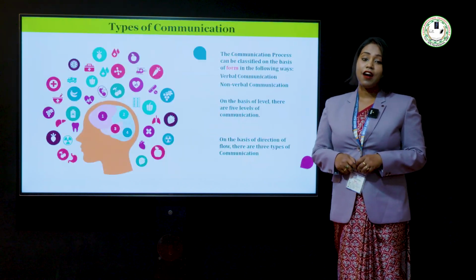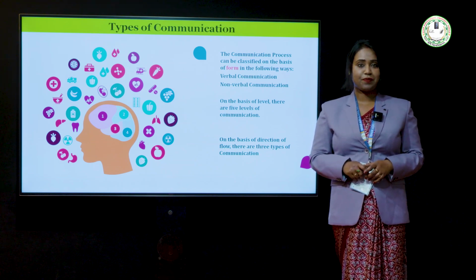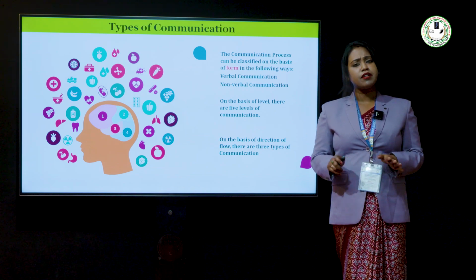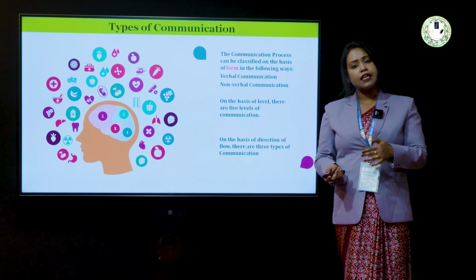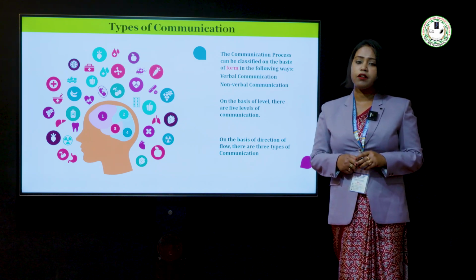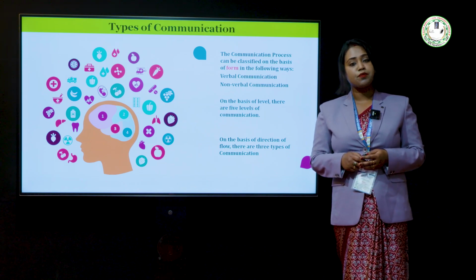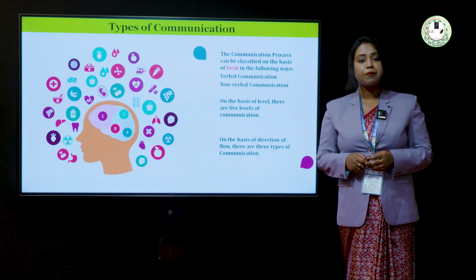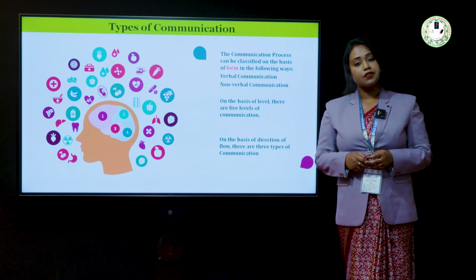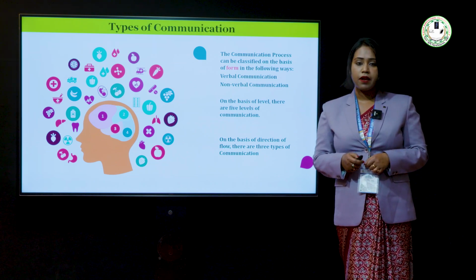Okay, now the very important part is types of communication. Communication process can be classified in several different aspects. Here we will be discussing three basic aspects. Number one, on the basis of form. On the basis of form, communication process is basically two. On the basis of level, there are 5 levels of communication, and on the basis of direction of flowing information, there are 3 types of communication.